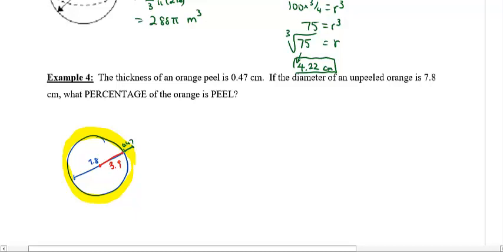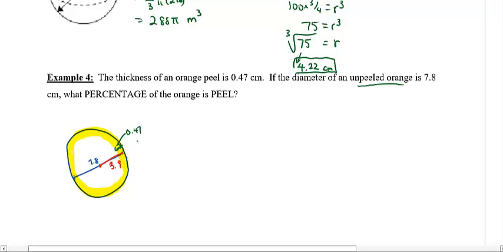And so the question I have for you is now, oops, I made a mistake, didn't I? This is an unpeeled orange. My bad. So here's the peel now. It's inside. And this distance here is 0.47. Does that make more sense now? I hope so.